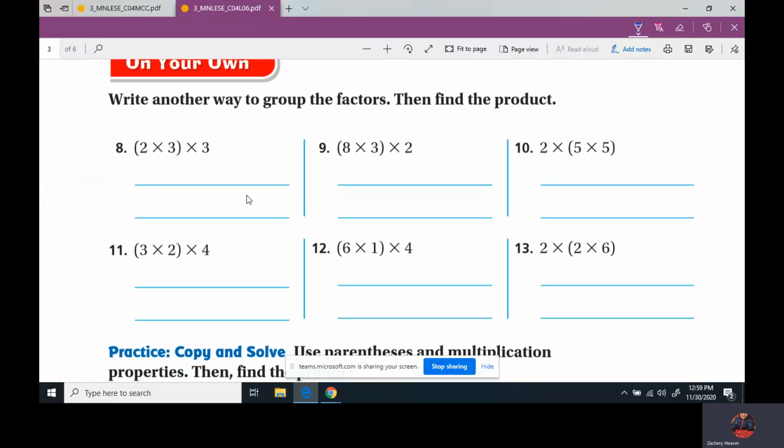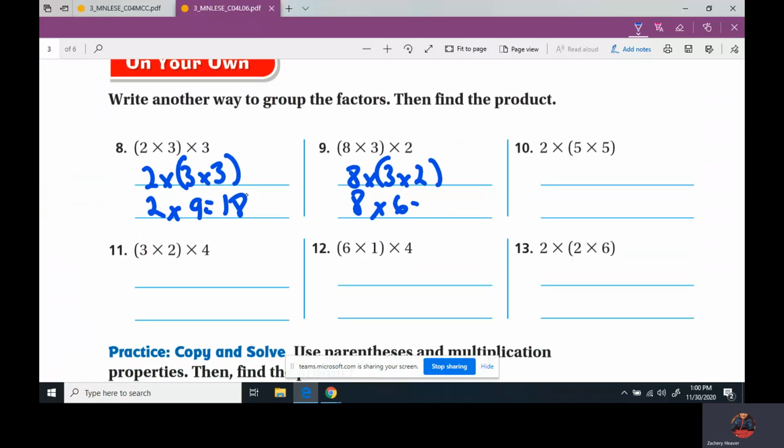So instead of 2 times 3, I'm going to group my 3 times 3. So now 3 times 3 is 9 times 2, which equals 18. I have 8 times 3 grouped here. Well, I'm going to rewrite it. Let me erase that real quick. So now I'm going to group my 3 and 2, and 3 times 2 is 6. And 8 times 6 is 48.